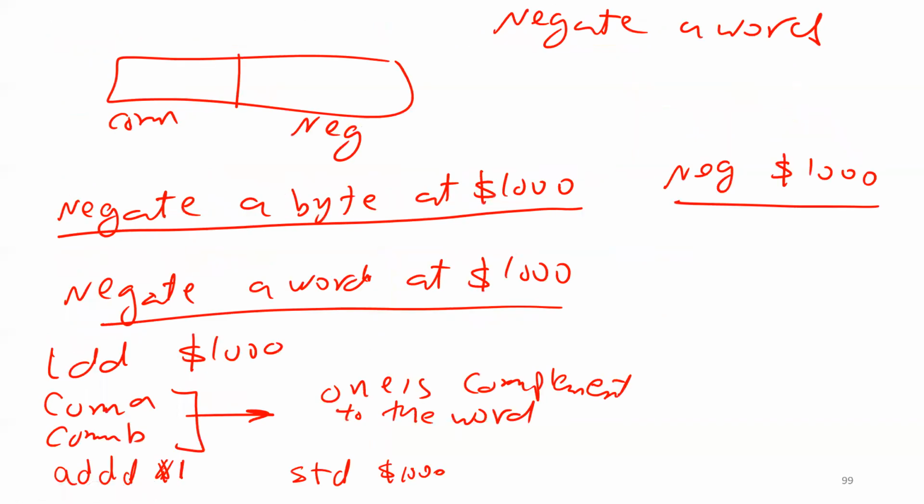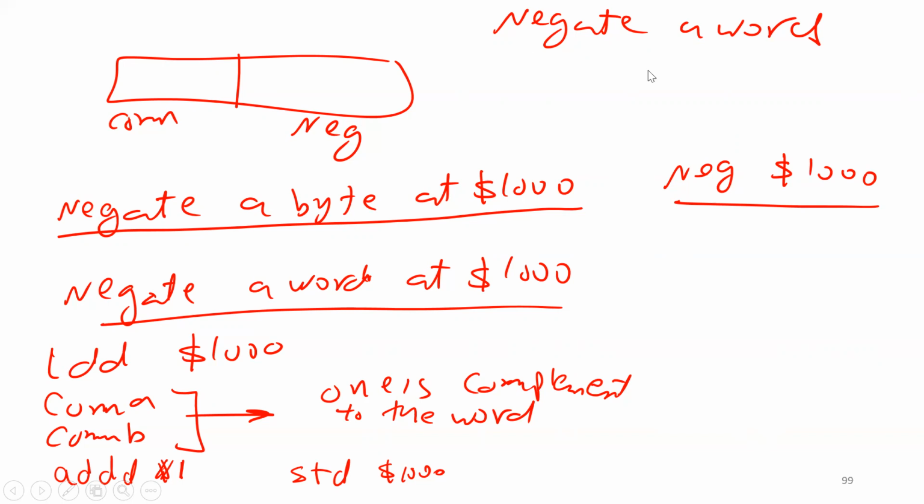Okay. Let's have another example. If you want to negate a byte, how can you negate a byte? That's easy. You can just say negate, and then you put here 1000. By this way, I can negate the byte at 1000. Is that okay? So how can I negate a word?